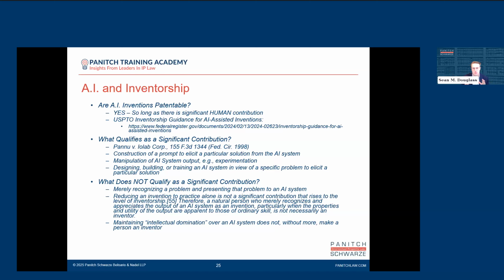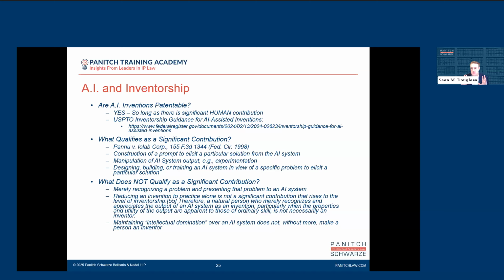So that is what we're talking about when we're saying you can't just merely recognize a problem and then ask it a question, versus actually asking a specific tailored prompt and putting in that data. So reducing inventions to practice alone is not a significant contribution that rises to the level of inventorship. That's not new to AI.